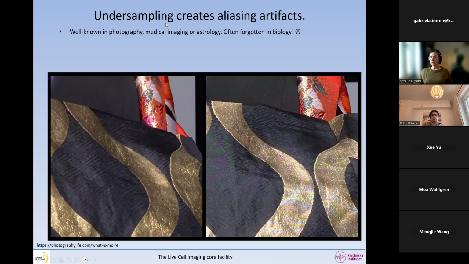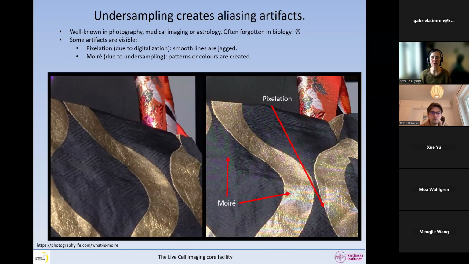So these aliasing artifacts are very, very well known in the world of photography or medical imaging or in astronomy, but for some reason, they are forgotten in biology. So we need to put them back into our brain and see what happens. So we have some artifacts that are visible. This is the reason why it's well known in photography and in medical imaging. It's because it is visible then, and that is especially true if you have colors. So that's why photographers really bother about that.